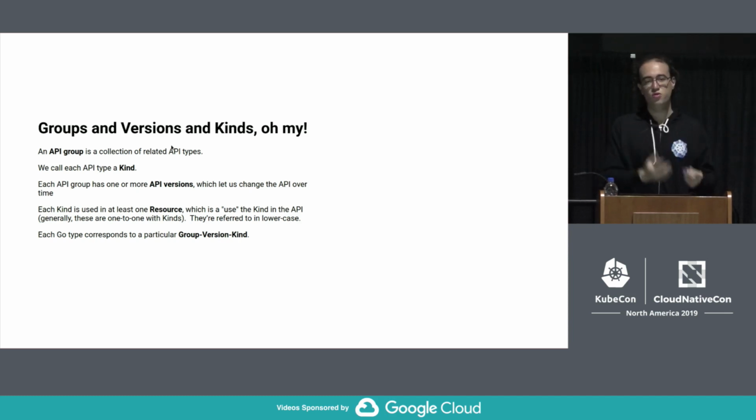A resource is a use of a particular kind in the API. Usually they're one-to-one, but not always. There's a few exceptions in certain parts of the Kubernetes API. You can think of resources as functions and kinds as return types, but usually in Kubernetes we only have one set of functions that returns a given return type. And so when we have Go types, usually each of those Go types corresponds to a single group version kind.